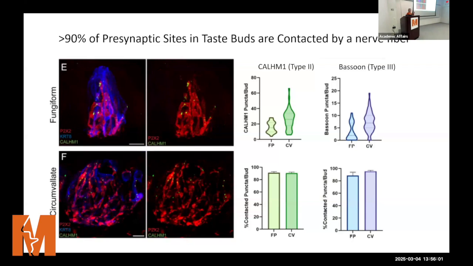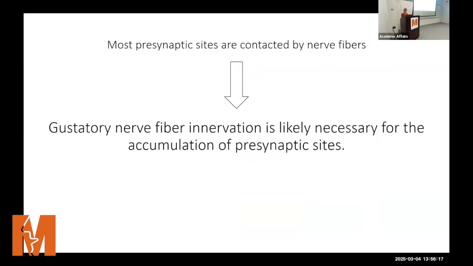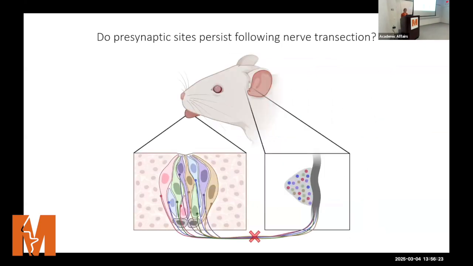Which isn't 100%. Obviously, it's not always that they're connected, but it's a high enough percent that it looks like gustatory fibers are likely involved in this. So to get at the crux of that question, it's likely necessary, but we've got this population. So what happens if you take away the gustatory nerve innervation?